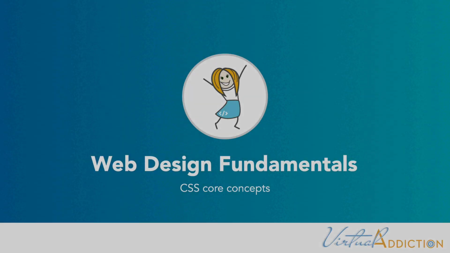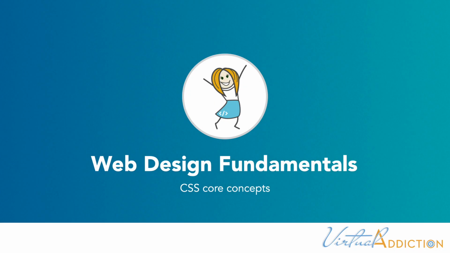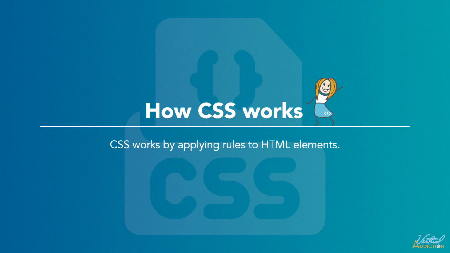Now we're going to dive into the core concepts of CSS. These are the fundamental ideas that you'll need to understand in order to write and control styles effectively. CSS stands for Cascading Style Sheets, and it's the language used to control how a website looks. It works by applying styles to HTML elements so you can control things like colors, layout, and overall design.